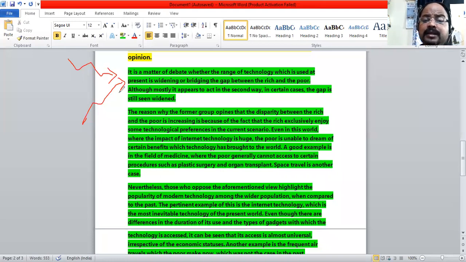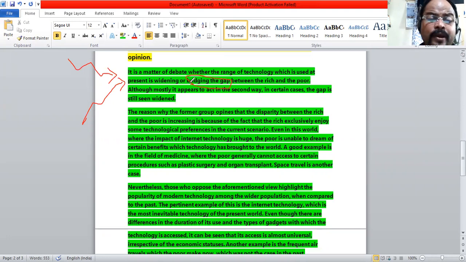Now, although mostly it appears to act in the second way, that is, bridging the gap, it means it is making people closer, the rich and the poor closer. It appears to act in the second way. In certain cases, the gap is still seen widened. In some cases, you can see the gap is going widened. So this is what the thing is.